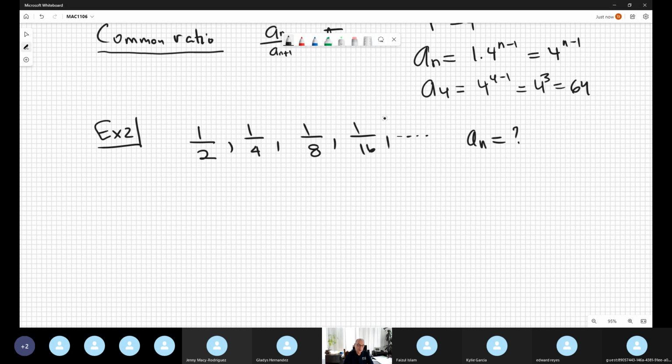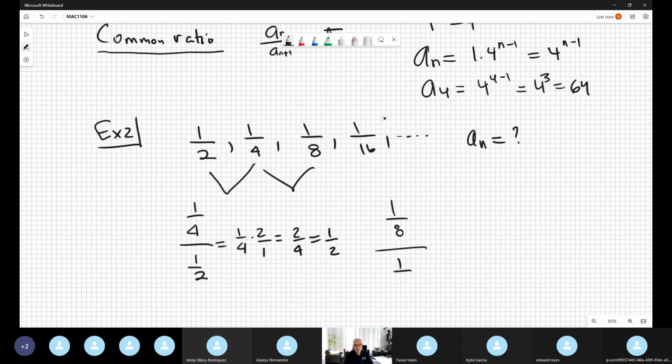Now to investigate if it is geometric, you divide this divided by this. You divide 1 over 4 divided by 1/2. You copy the top part and you flip the bottom part. So 2 over 4, which is 1/2. Let's do at least one more. 1 over 8 divided by 1 over 4. 1 over 8 times flip it, 4 over 1. 4 over 8. Again, simplification, lowest terms, and 1/2.